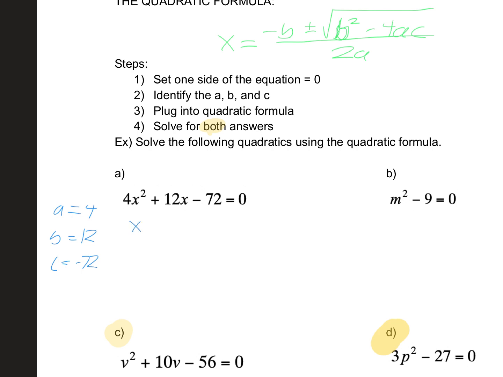So x equals negative b, which would be negative 12, plus or minus the square root of b squared. So that would be 12 squared minus 4 times a times c. So 4 times a, so a is also 4, and then c is negative 72, all divided by 2 times our a value of 4.